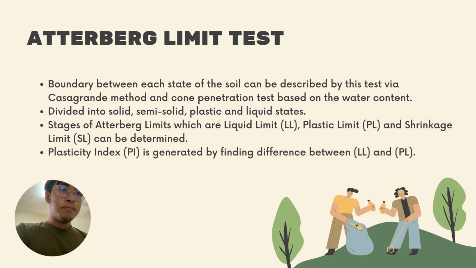For the Atterberg limit test, the boundary between each state of the soil can be described by a test via the Casagrande method and the cone penetration test. Based on the water content, the soil is divided into solid, semi-solid, plastic and liquid states. The Atterberg limits, which are liquid limit LL, plastic limit PL, and shrinkage limit SL, can be determined. Plasticity index PI is generated by finding the difference between liquid limit and plastic limit.